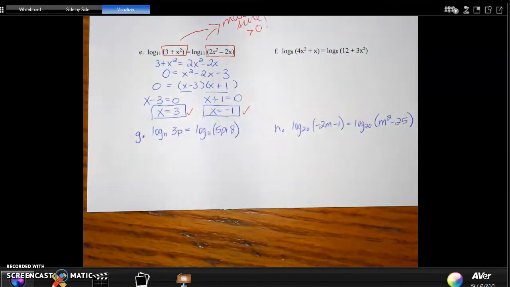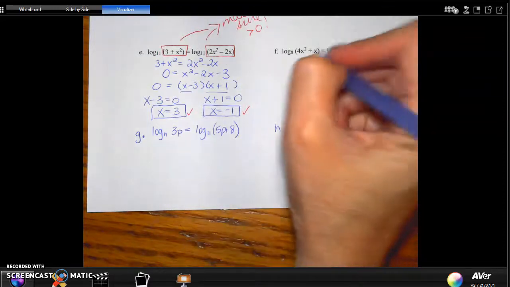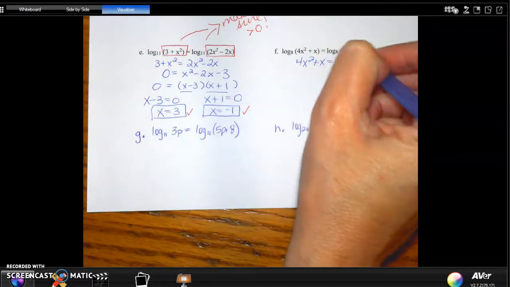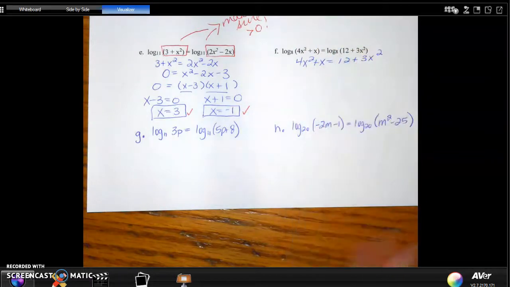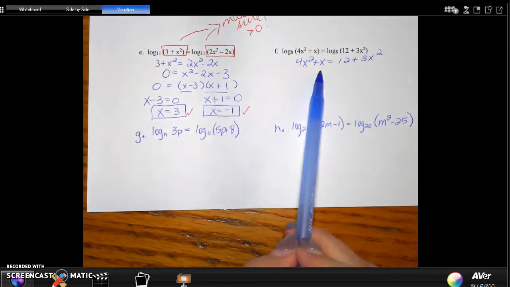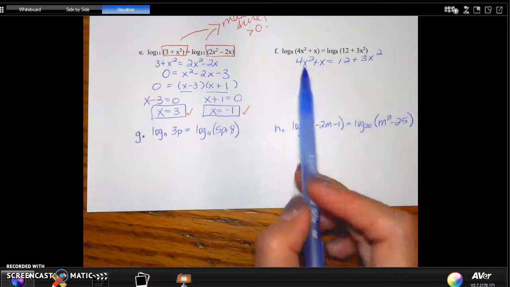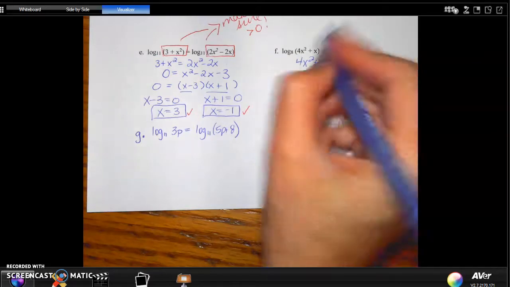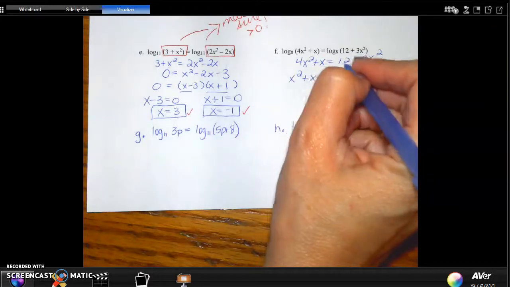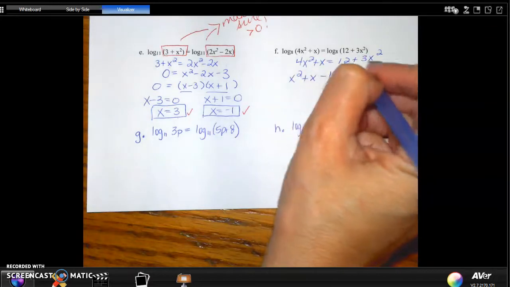Okay, so let's look at the next one. It's log base 8. We're going to go ahead and set 4x squared plus x equal to 12 plus 3x squared. Again, we have an x squared and an x, so that's telling us we need to get everything onto one side and 0 on the other. So 4x squared minus 3x squared is x squared. My plus x is going to stay, and I'm going to move the 12 over.